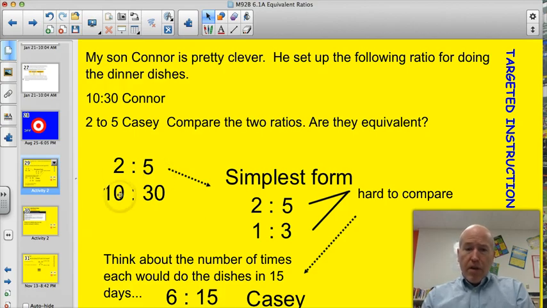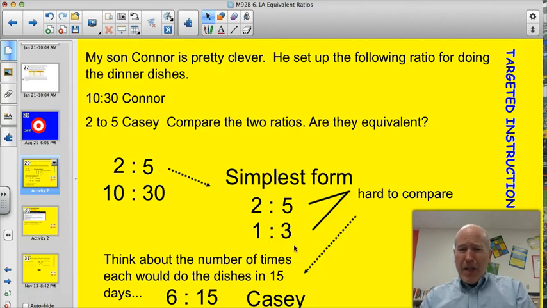Well, 2 to 5, 10 to 30. Looks like Connor's doing a lot more, because it's 10 to 30. But you really can't just base it upon judgment. You really need to express those ratios in simplest form and try to compare them that way. So I did that. 2 to 5 is in simplest form. 10 to 30, if I divide both sides by 10, I get 1 to 3.